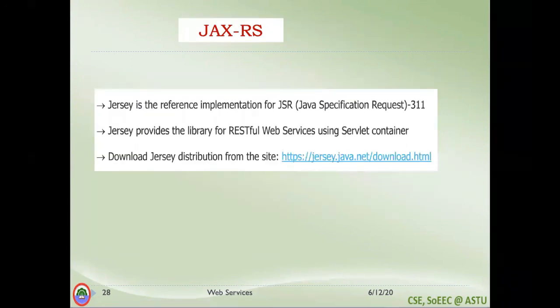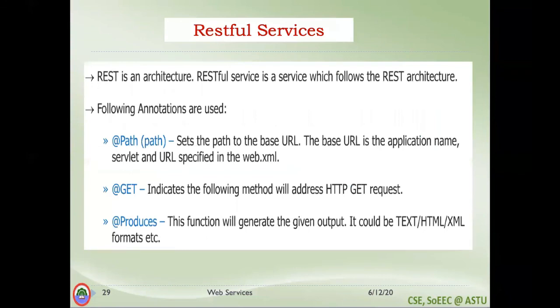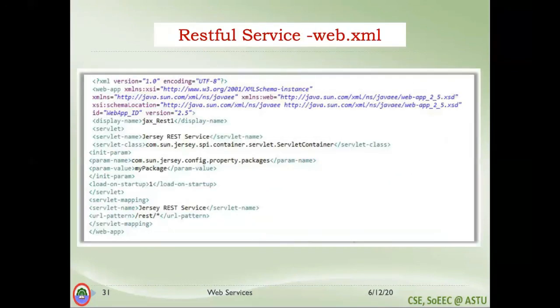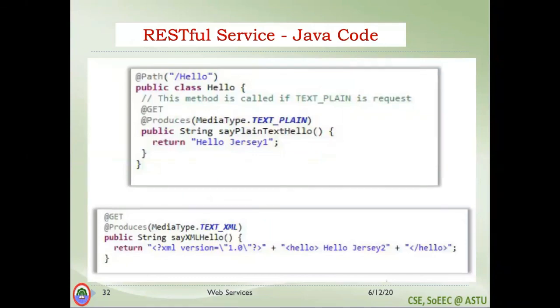JAX-RS is a library for RESTful implementation, and there are annotations: @Path is nothing but to specify the URL, and @GET is to read, to provide the information. @Produces is to provide the output. We are going to look into these things in detail. This is just an introduction. And if you don't want to use annotations, you can even use an XML file to specify which method should act as a request, which method should act as a resource or a response, what class should do what, what the URL of a particular class is, and all those things. We are going to look into these in detail.